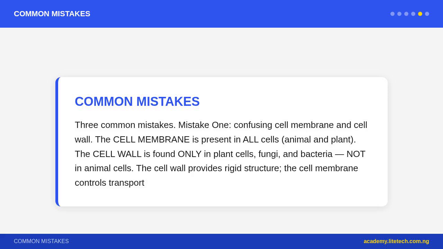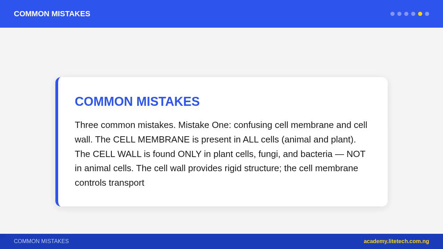Three common mistakes. Mistake 1. Confusing cell membrane and cell wall. The cell membrane is present in all cells, animal and plant. The cell wall is found only in plant cells, fungi, and bacteria, not in animal cells. The cell wall provides rigid structure. The cell membrane controls transport.